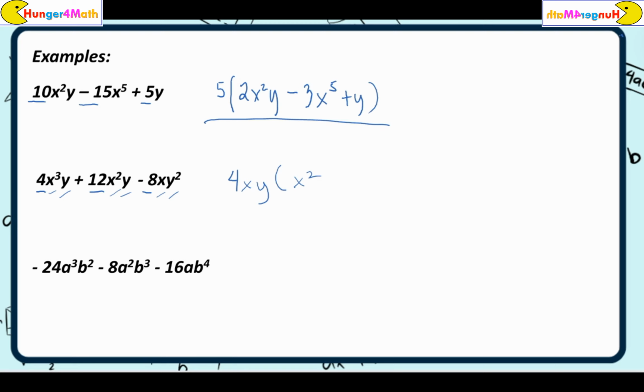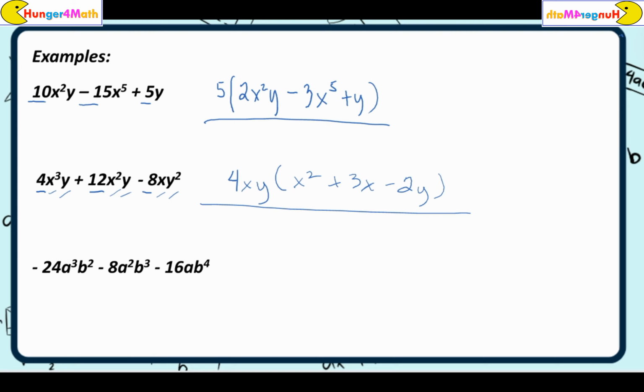Then 12 divided by 4 is 3, so that will be plus 3. Then x squared divided by x is x. Then y divided by y is 1, so the answer will be just 3x. Next is negative 8 divided by 4 is negative 2. Then x divided by x is 1. Then y squared divided by y is y. So this is our answer.